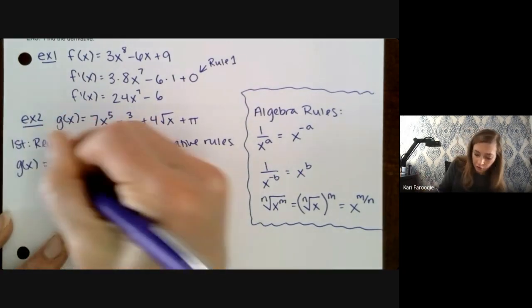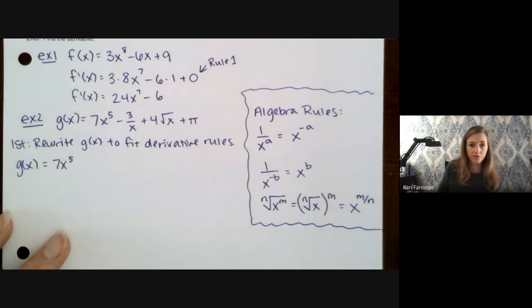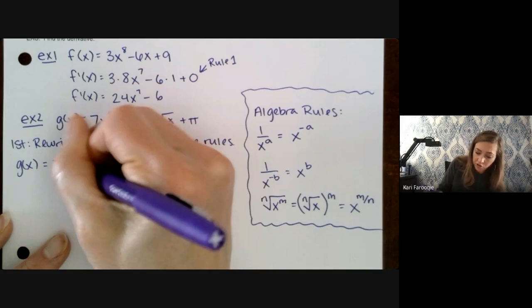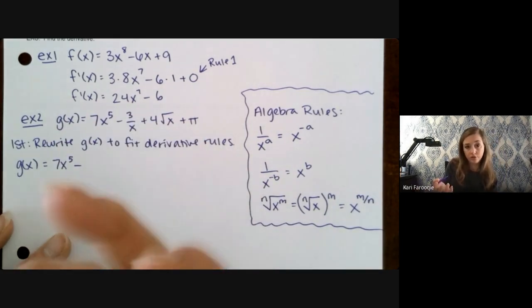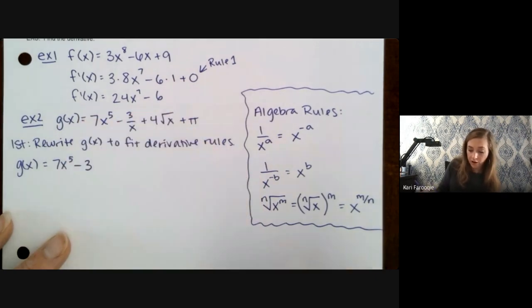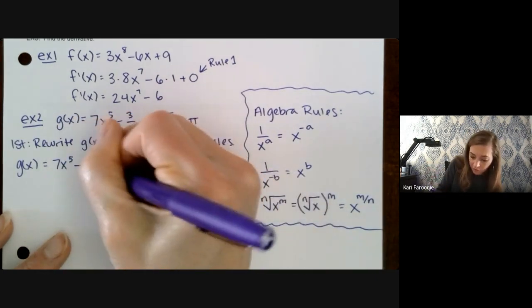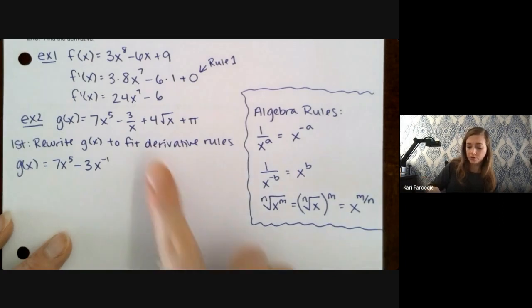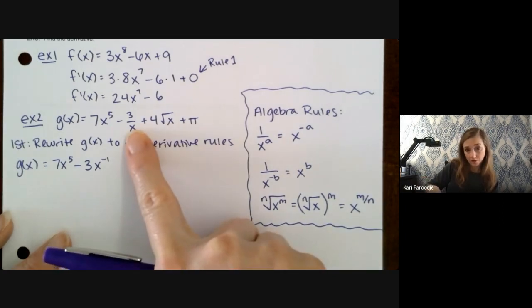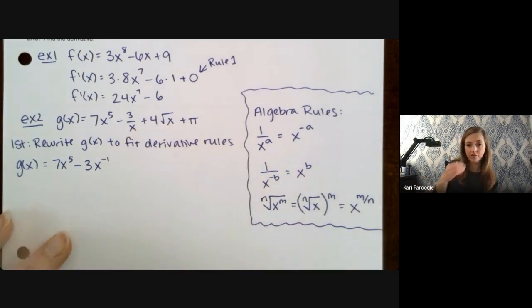The first term can stay as is. This is 7x to the 5th. We don't need to rewrite it. But the second term we do need to rewrite. I need to make sure that the x is out of the denominator. In order to move it out of the denominator, I'm going to pull it up and make the exponent negative. So 1 over x is the same as x to the negative first power. You can think about this as being x to the first in the denominator. And when you move the x up to the numerator, it switches the exponent's sign.